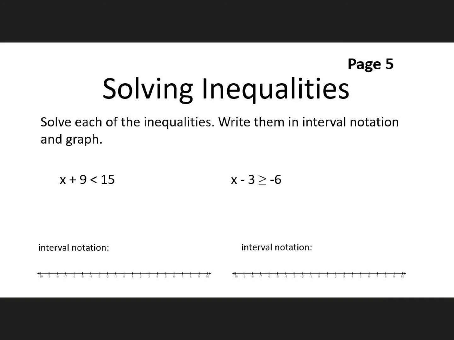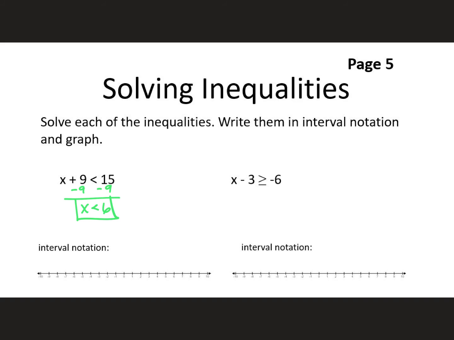So if you made your way through Delta Math, you probably understand how to do this. When we solve inequalities, it's very similar to equations. Just make sure you maintain the symbol. On this first one, we have x plus 9 is less than 15. So I still subtract 9. I get x is less than 6. So that would be the inequality solution.